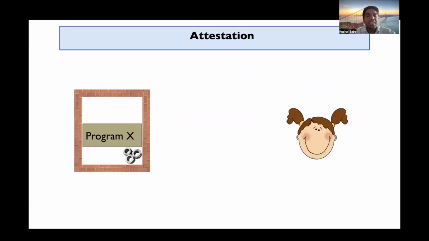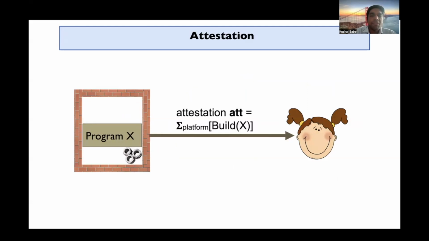And another guarantee that some of the TEEs give you is remote attestation, where the TEE can actually prove that indeed it's running a given program inside the enclave. And that gives you the integrity property that as long as you trust the attestation, then you know that the TEE is running a particular program.